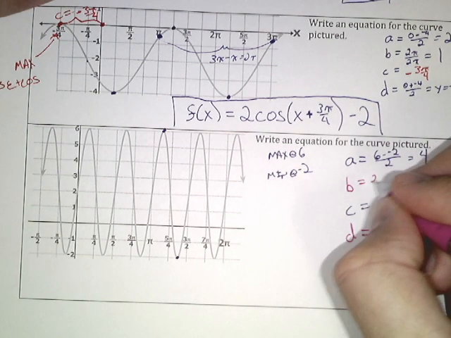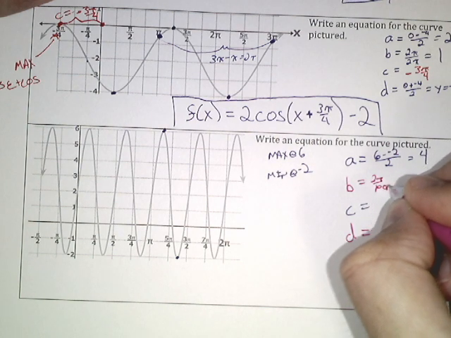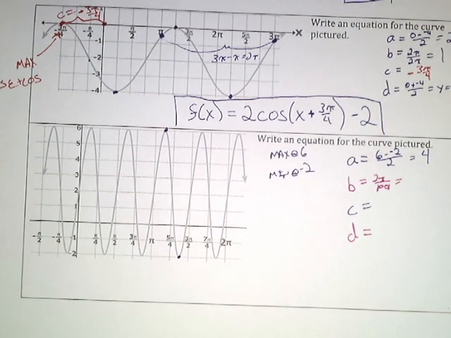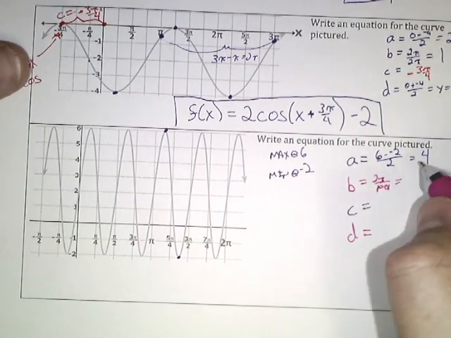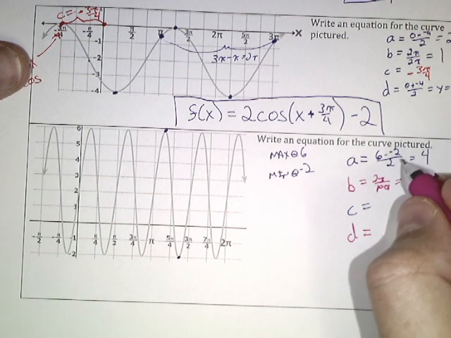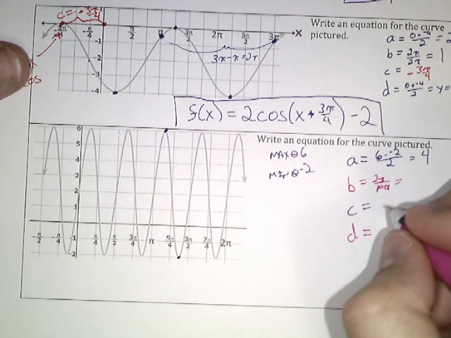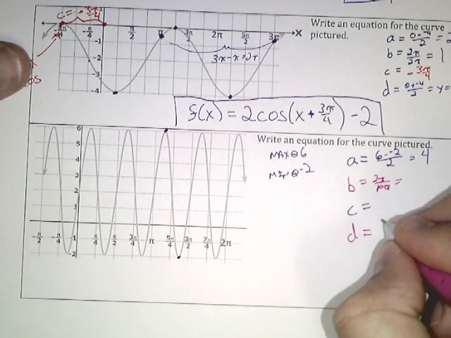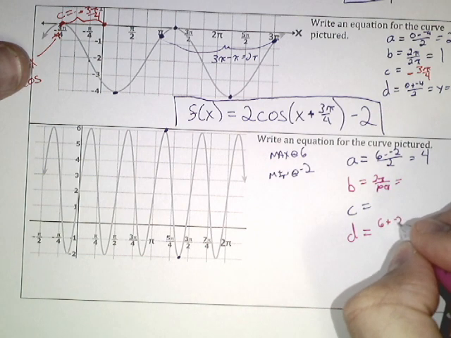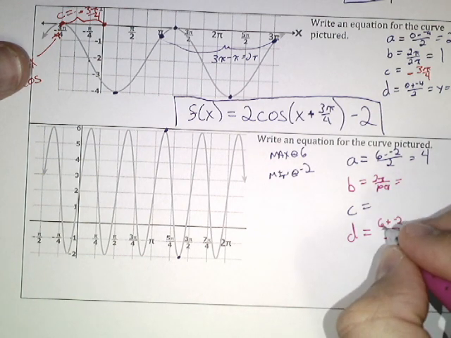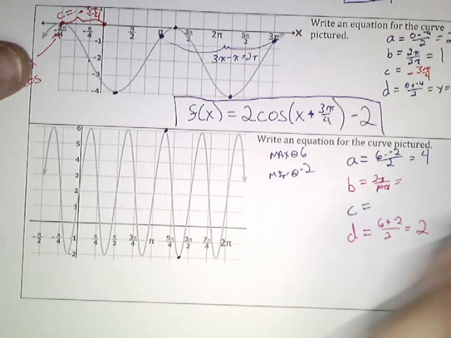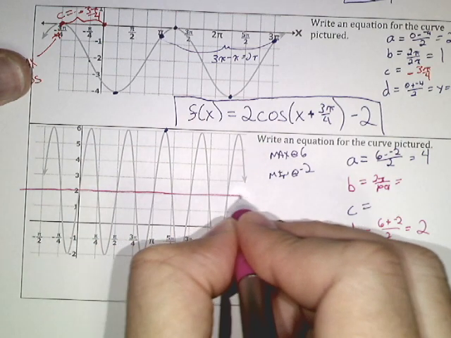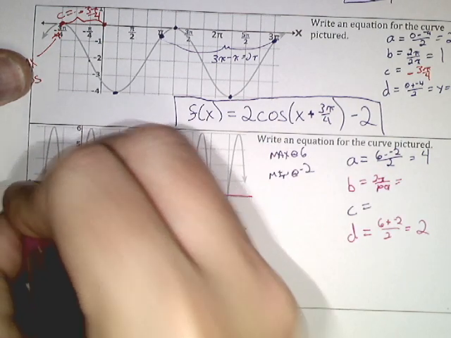B is going to be 2 pi over the period. So what 2 points do I want to use? I have an amplitude of 4. Well, what's my midline real quick? Hopefully my midline's 2. Let's find out. 6 plus a -2 over 2 is equal to, so 6 minus 2 is 4, 4 divided by 2 is 2. So I have a midline right here at y equals 2.